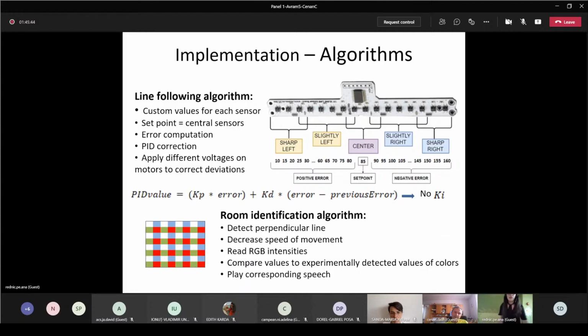The line following algorithm is based on readings from 16 sensors. When the robot departs from the set point, an error is computed and the PID value contributes to voltages of motors. The room identification algorithm starts with identifying a perpendicular line, which means that more than 4 sensors detect the line. Then speed is decreased and the color sensor begins to read RGB intensities. The color is detected by comparing readings to experimentally identified colors. Finally, the corresponding number of the room is sent to Raspberry, which will play a speech.